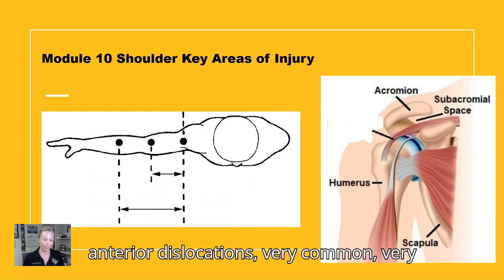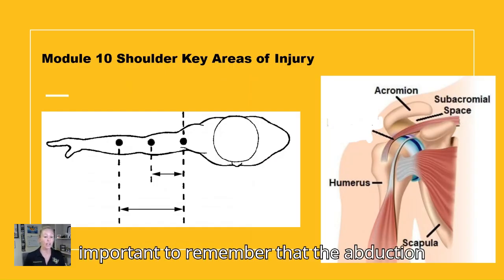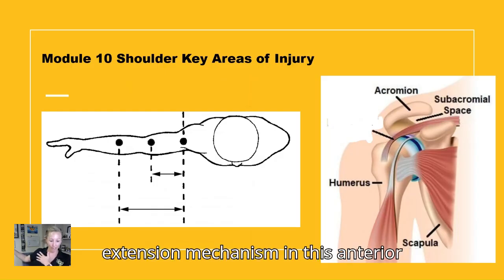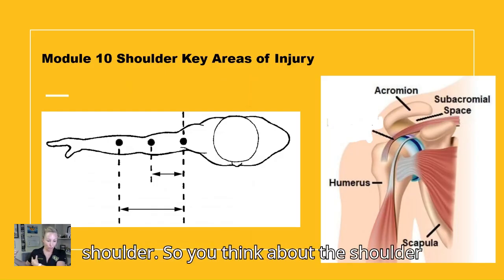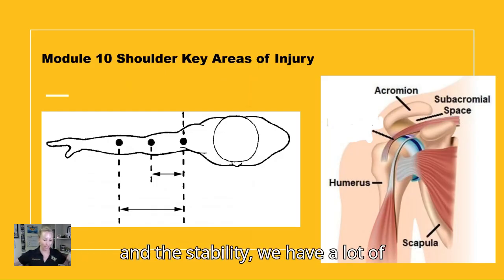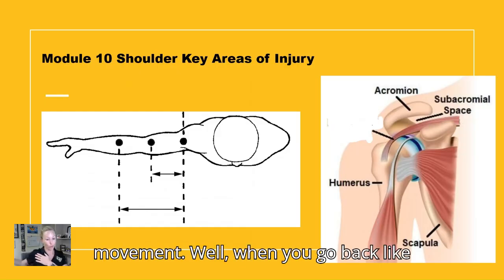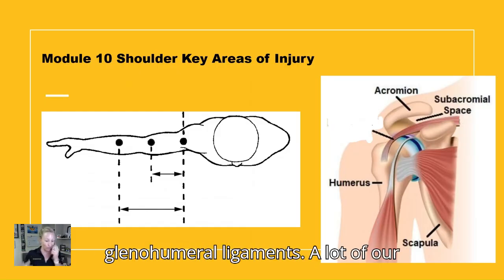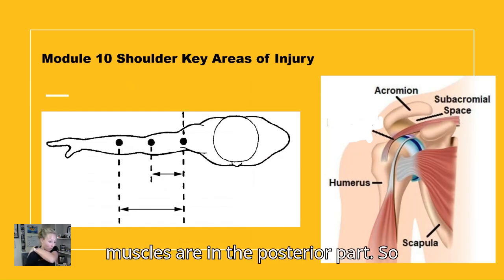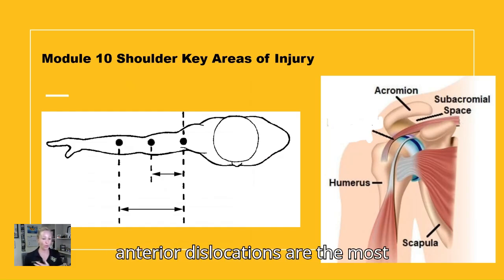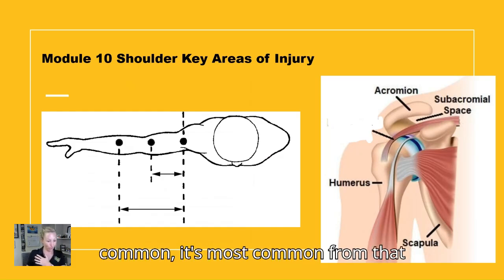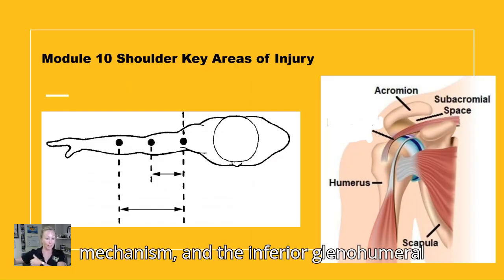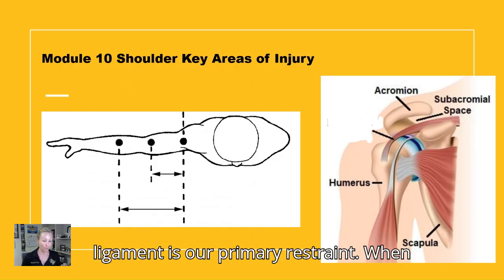So taking that in the key areas of injury, think about what I just said with anterior dislocation. It's very common, and very important to remember the abduction extension mechanism and this anterior shoulder. So you think about the shoulder and its stability, we have a lot of movement. Well, when you go back like this, the anterior shoulder is extremely vulnerable, and it only has those glenohumeral ligaments. A lot of our muscles are in the posterior part. So anterior dislocations are the most common from that mechanism, and the inferior glenohumeral ligament is our primary restraint.